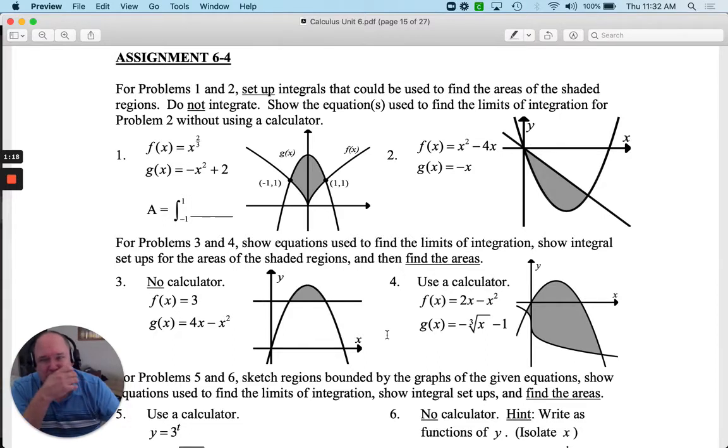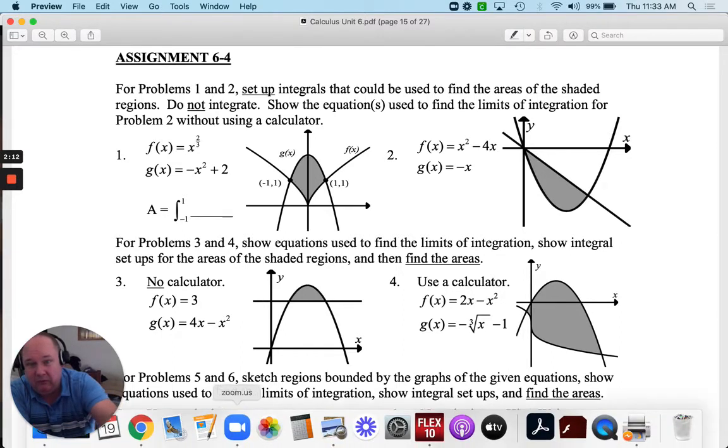If I look at number 1, the first thing I need to recognize is that negative x squared plus 2 is a parabola folding down. So which one's higher and which one's lower? I need to recognize what each equation is. If I want to find the area, the x value of the lower limit is negative 1, and the x value of the upper limit is 1. So I'm going to integrate from negative 1 to positive 1. The formula is simple: top, subtract bottom. But I need to know which one's on top. The one on top is g of x, which is negative x squared plus 2. Then I subtract the bottom, which is x to the exponent 2/3. And that is the setup.